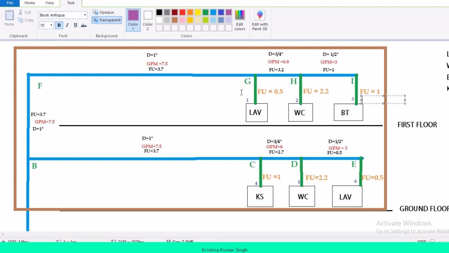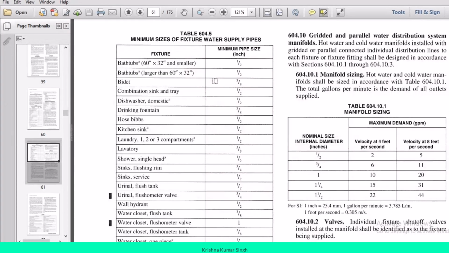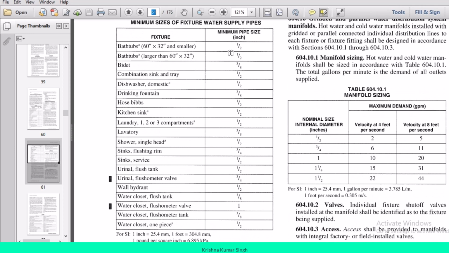This is very easy. We don't need to find the diameter by using mathematical calculations, because the diameter of these fixture supply pipes is already given in IPC chapter number 6, table 604.5, and you can find it on page number 61 of the PDF file. So this is the table from where you get the value of diameter directly. You can take the value from here and write it down in your project.